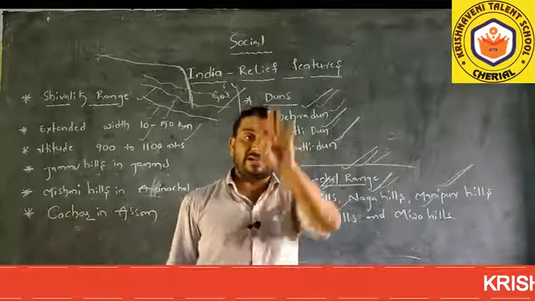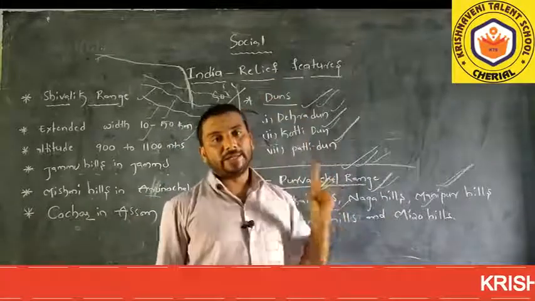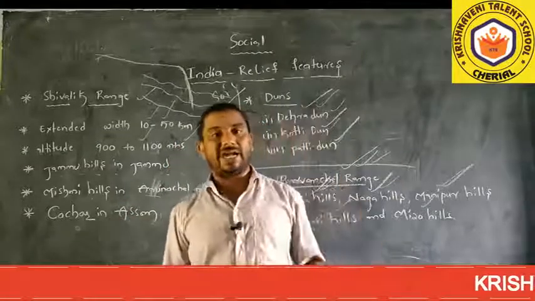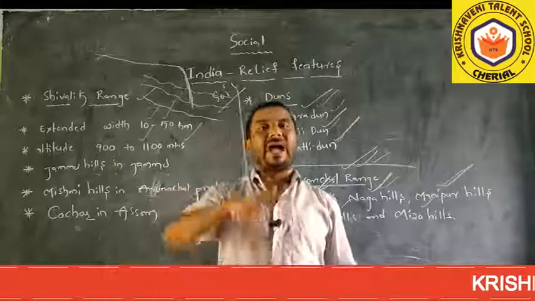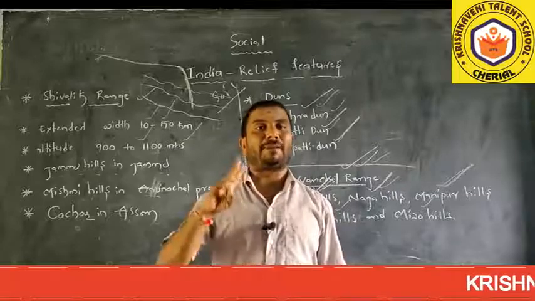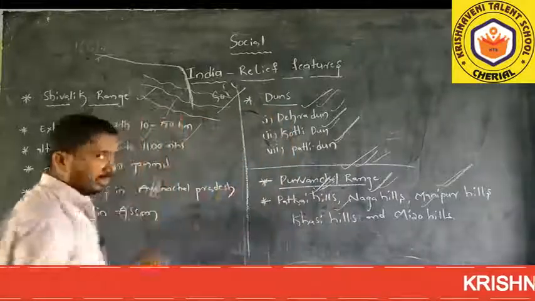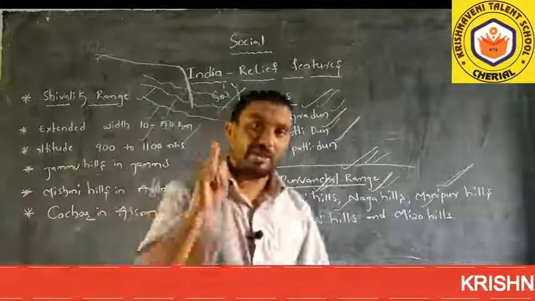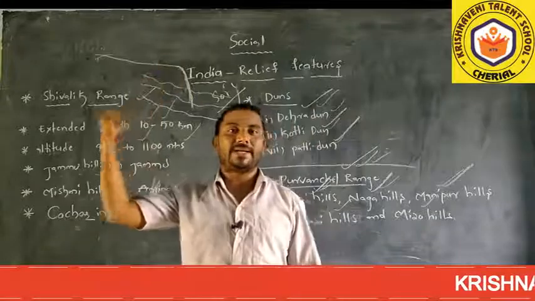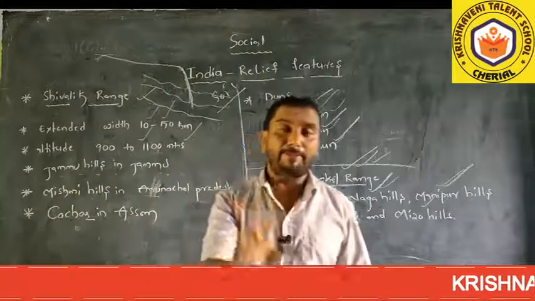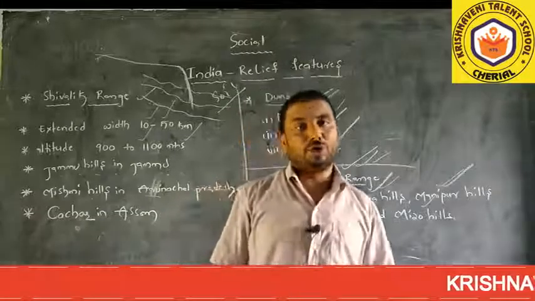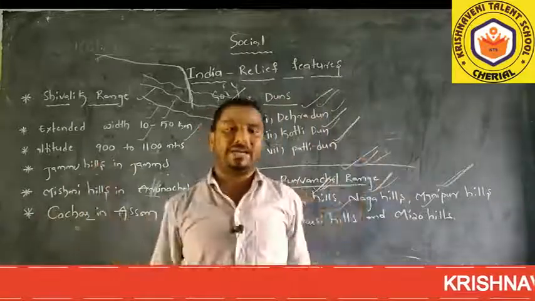These are the three ranges: Himadri, Himachal, Shivalik. Greater Himalayas, Lesser Himalayas, Shivalik Range. These are the parallel ranges. The Himalayan mountains are composed of three parallel ranges: Himadri, Himachal, Shivalik. This is a very important question. Next, we'll go for the importance of the Himalayan mountains.